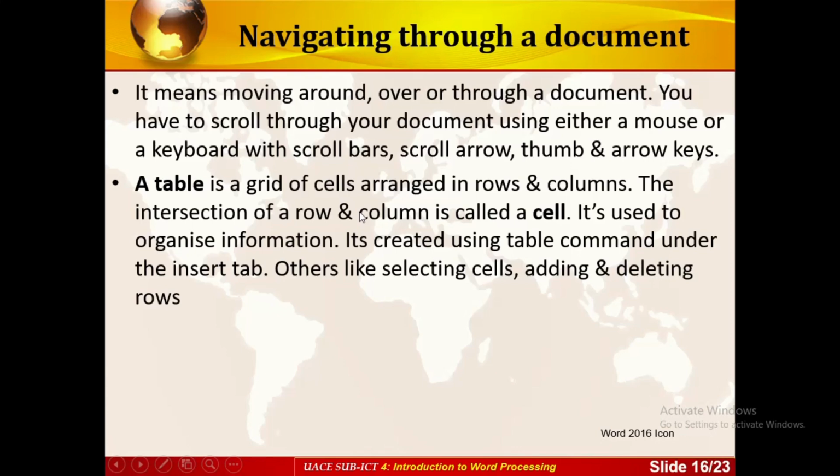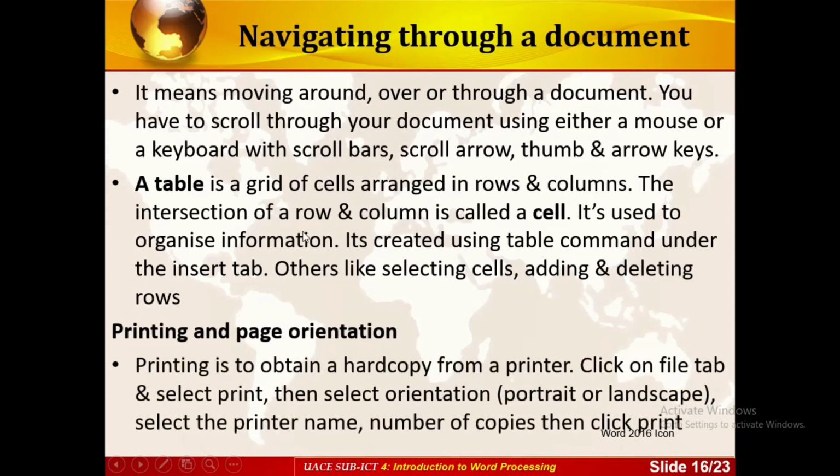A table has rows and columns, and a cell is the intersection of a row and a column. So that's what is more important there. Printing, of course, to obtain a hard copy from a printer, click on the file tab and select print. Then you also get the orientation, that is either portrait or landscape.